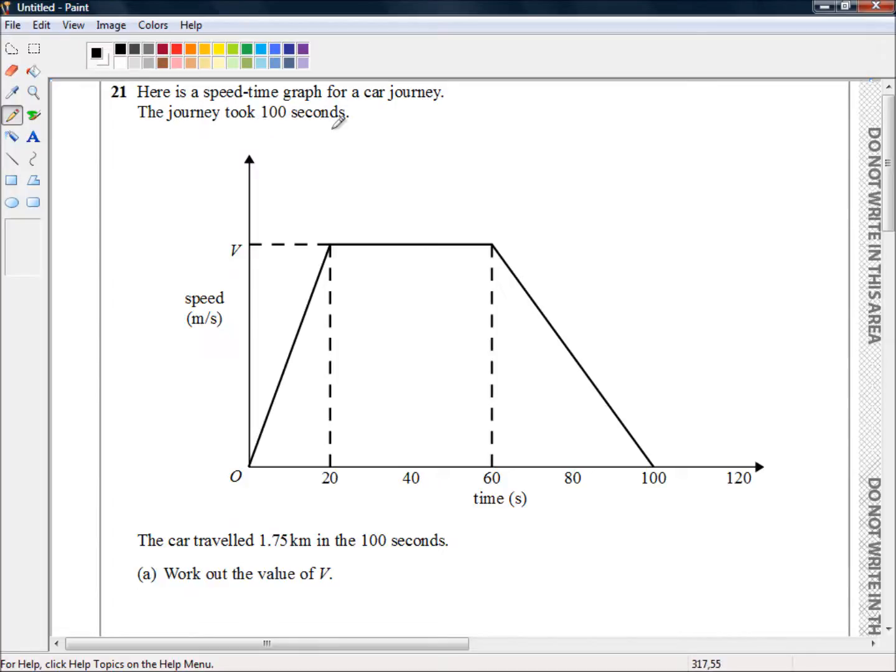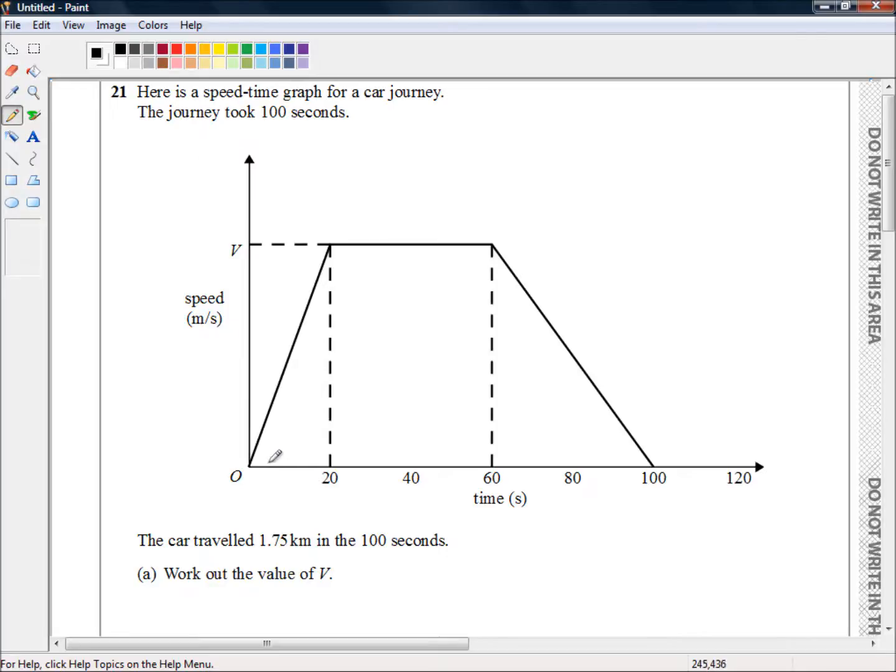The journey took 100 seconds. The car travelled 1.75 kilometres in the 100 seconds. Work out the value for V. Okay, so we want the V as a speed in metres per second. We're given the distance in kilometres, so the very first thing we need to do is convert that kilometres into metres. So instead of 1.75 kilometres, it's 1,750 metres.